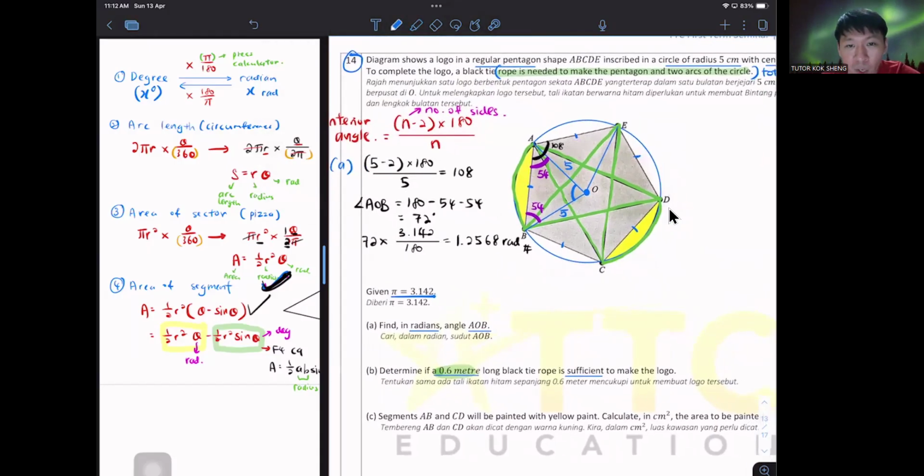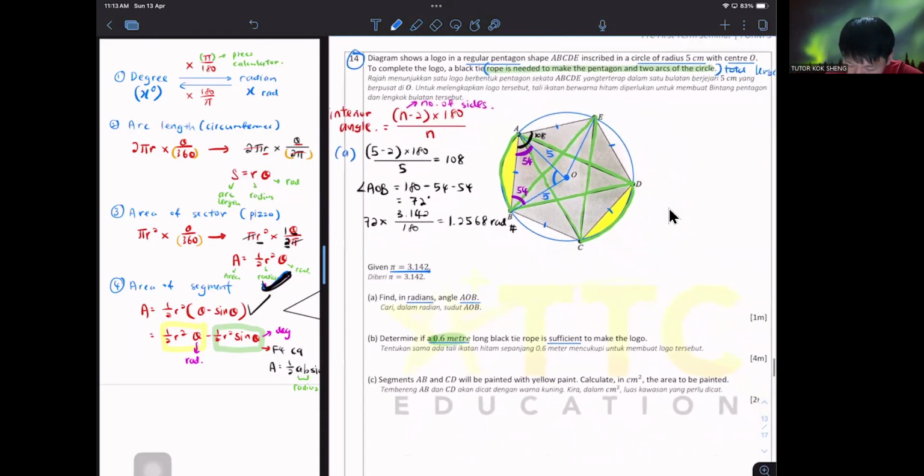So, wow, so many things here. Got five straight lines and two arcs. Let's go. Okay, I write here first. So for the straight line got five, right?